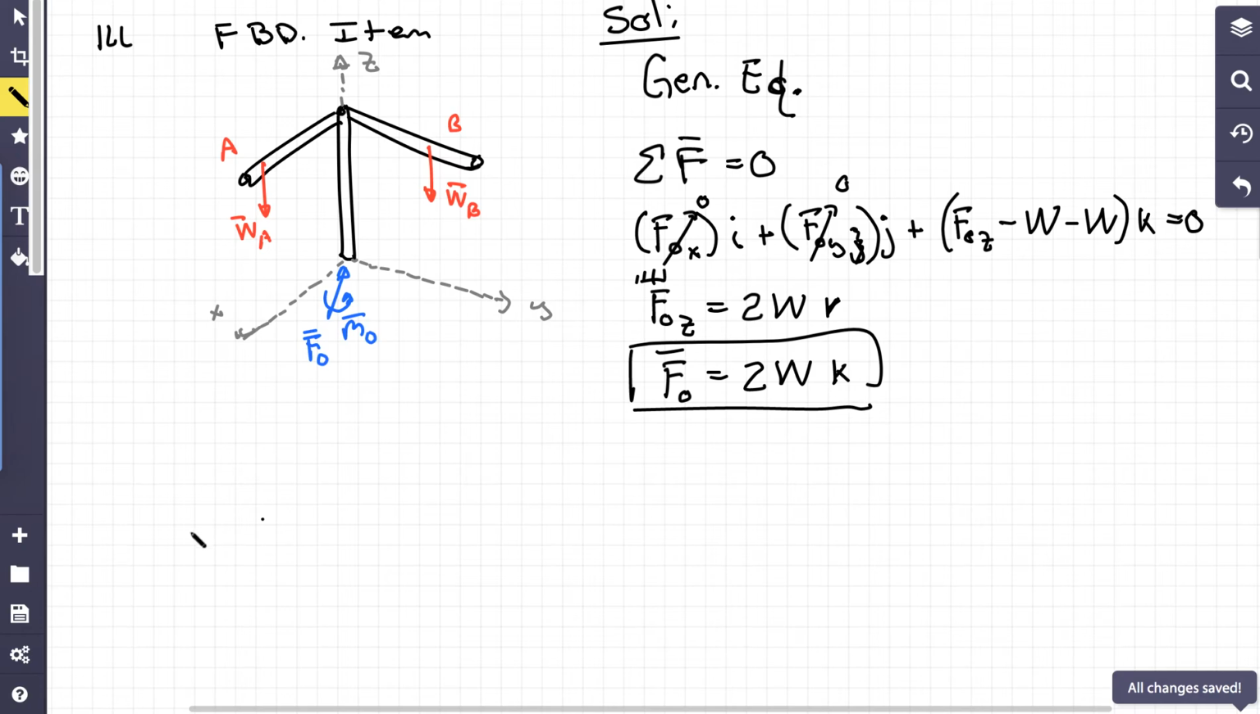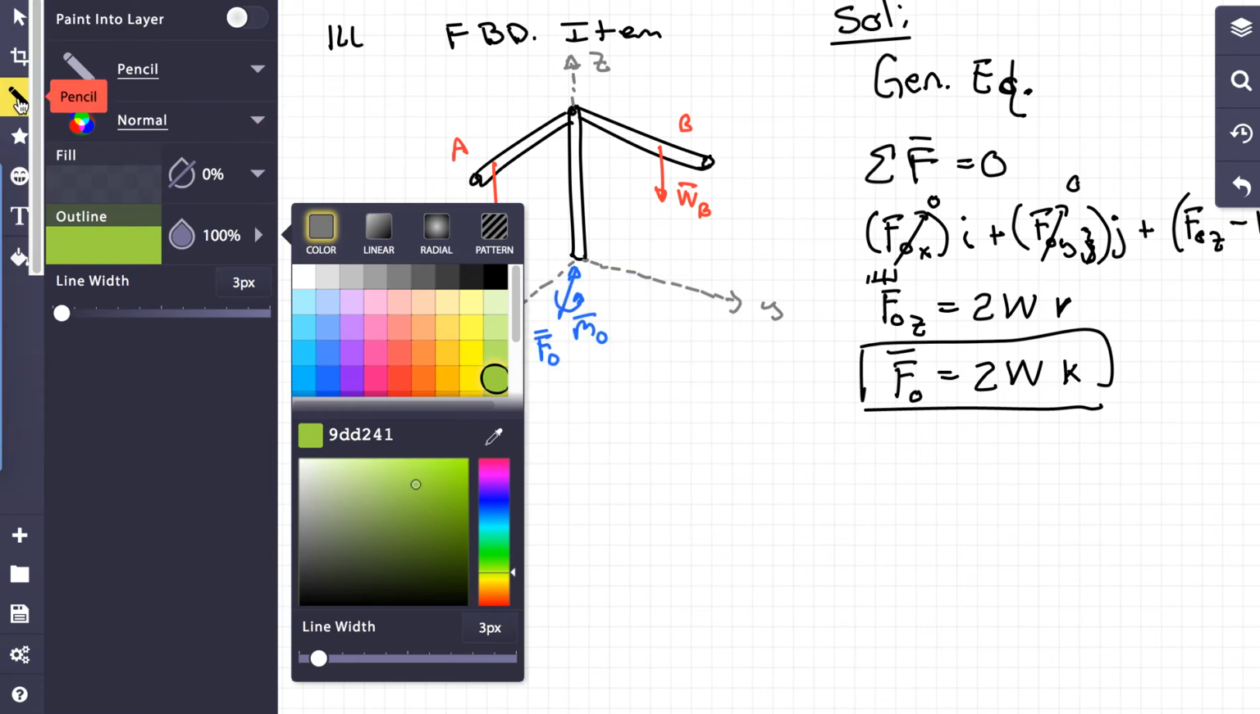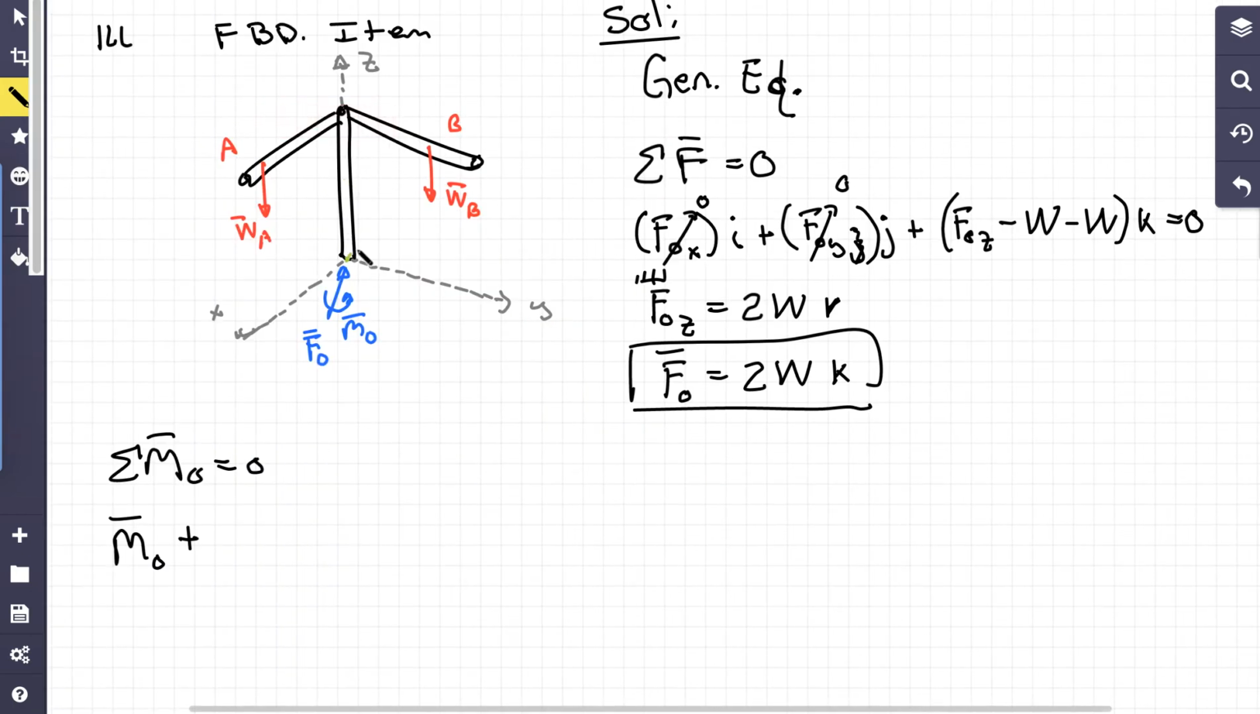But we want to take a look at the moment. So we take the sum of the moment vectors is equal to 0. So we have one moment here, the moment about O, and that's in a reaction, plus, now here's where it sometimes gets a little tricky. We're going to change this to green. We're going to say that from there to there is R vector OB. From O to A, that's R vector OA.